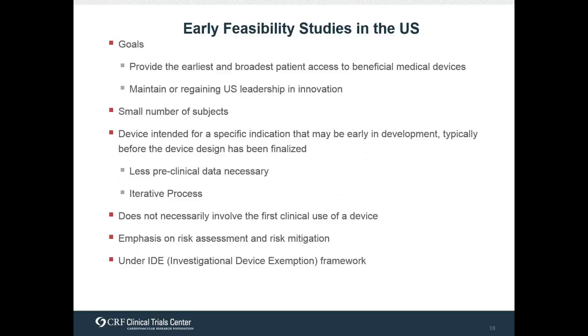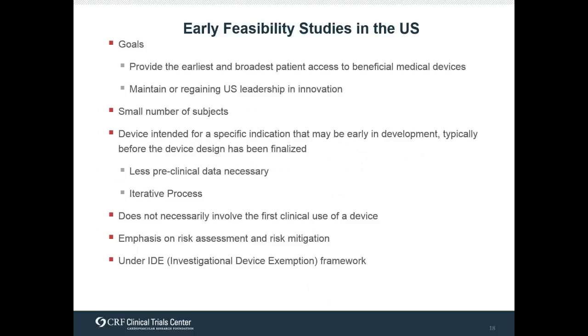In order to address this, the FDA under CDRH, the Division of Devices in Radiological Health, has put forth a new plan called the Early Feasibility Studies in the US. And the goals of the studies is to provide increased patient access to beneficial medical devices and to maintain and regain US leadership in innovation.